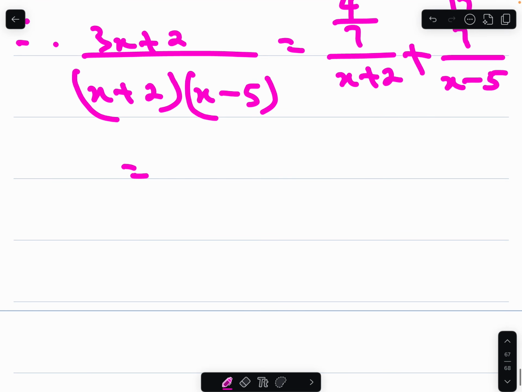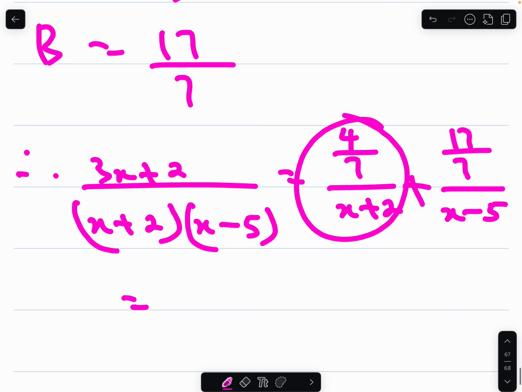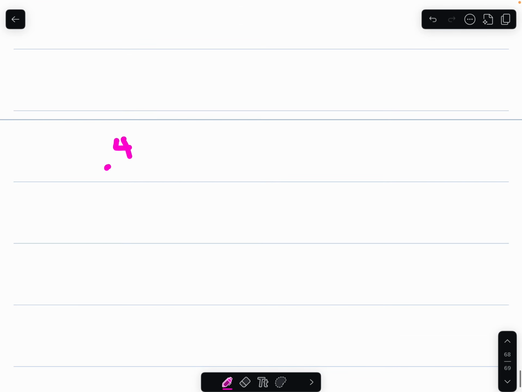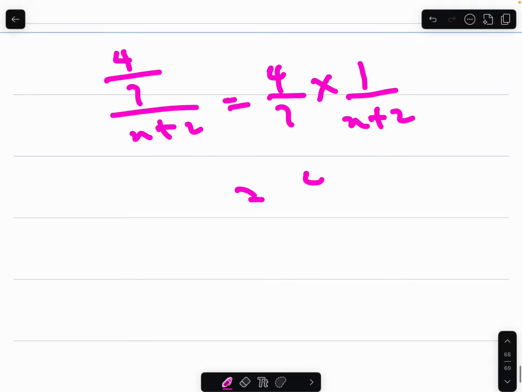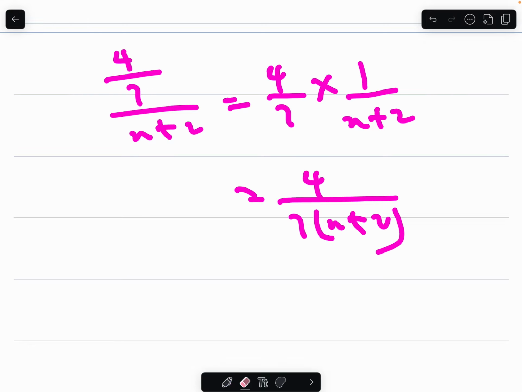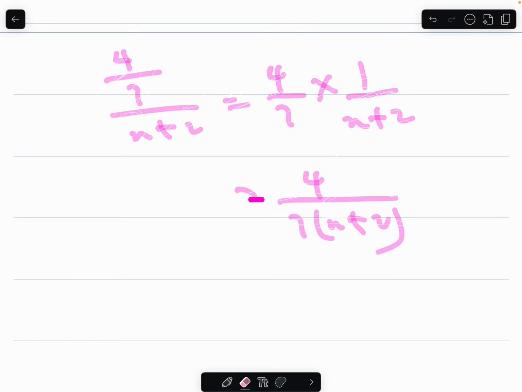And that simply means, of course, 4 over 7 divided by x plus 2 is the same as saying 4 over 7 times, of course, divided by x plus 2 over 1, which is the same as times 1 over x plus 2, which simply means 4 over 7 into bracket x plus 2. So that's what I'm going to write instead of writing 4 over 7 divided by x plus 2.